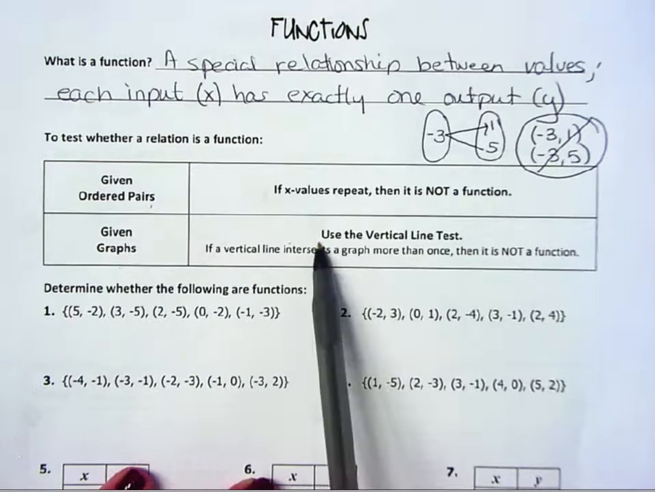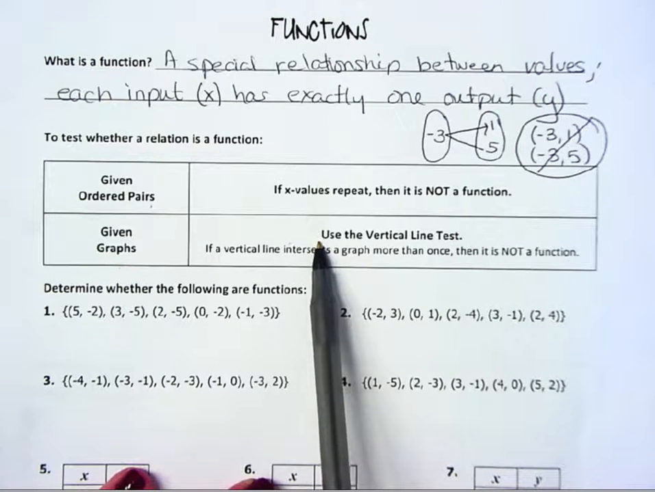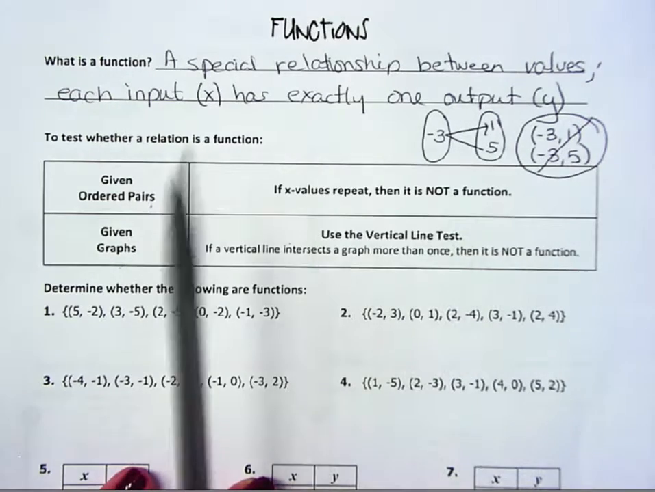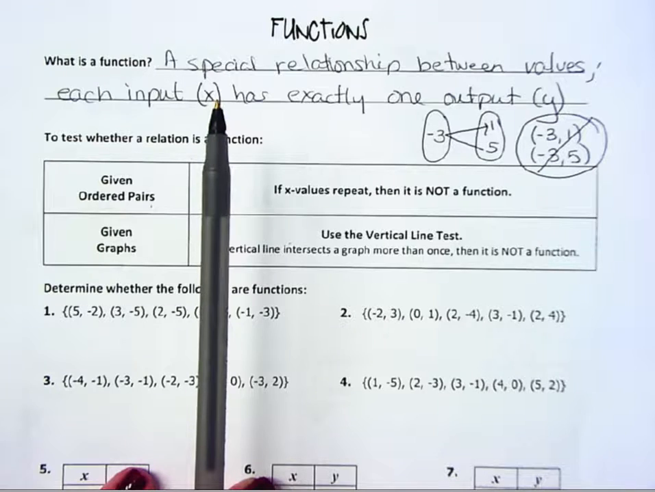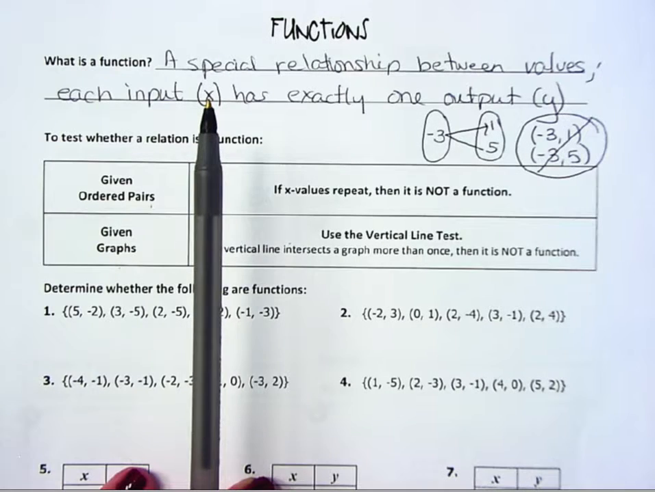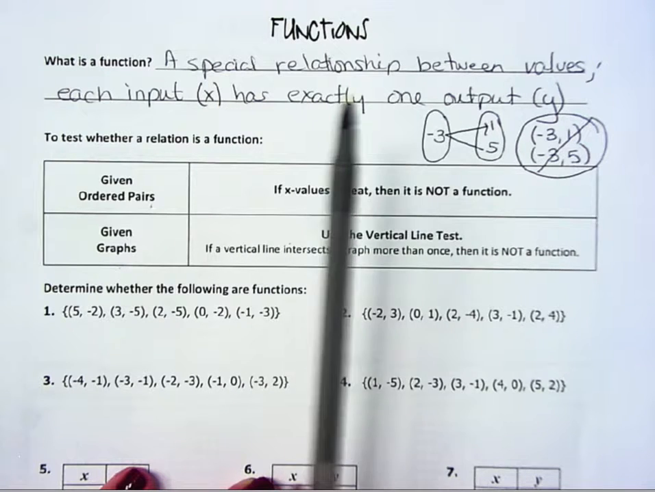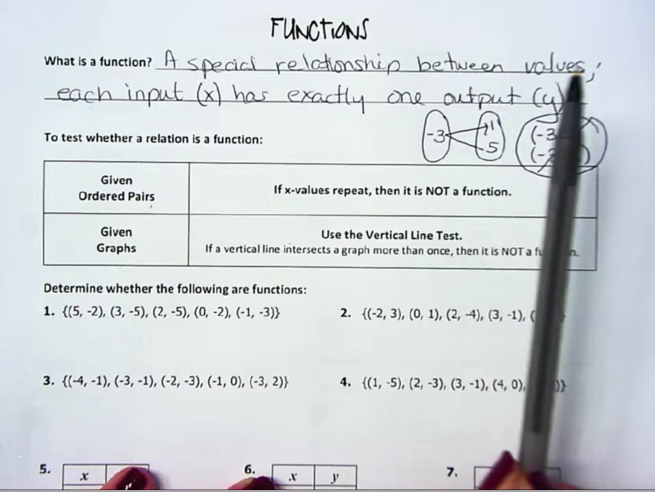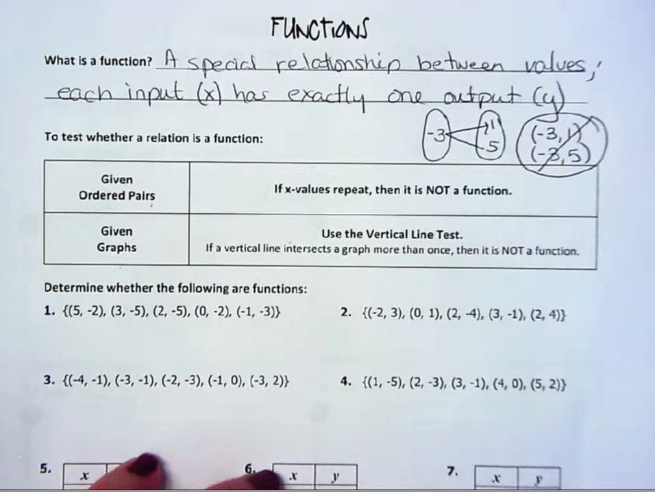Another way to test whether something is a function is to look at its graph and use what's called the vertical line test. You take a vertical line, like your pencil or your finger, and move it across the graph. If it touches the graph more than once at any point, then it's not a function. We'll look at exactly what that means in just a minute. First, let's try to determine whether or not some things are functions.